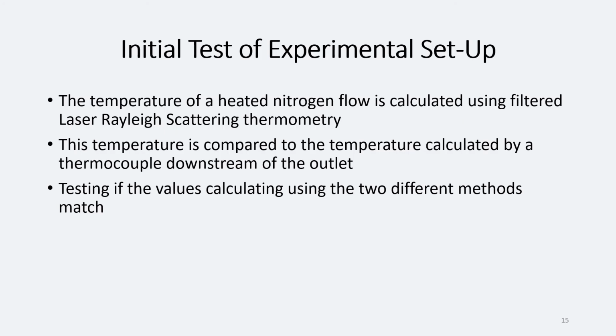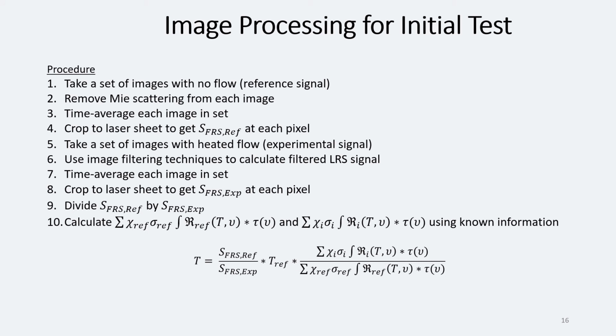To initially test my mass flow system, I calculated the temperature of a heated nitrogen flow using two different methodologies. I compared the temperature calculated using LRS thermometry to the temperature read by a thermocouple downstream of the outlet. If the temperatures matched, I knew that my mass flow system was working as designed. This is the procedure for processing the images from the initial test. They will be laid out in more detail on the following slides.